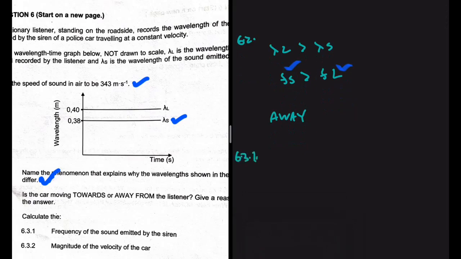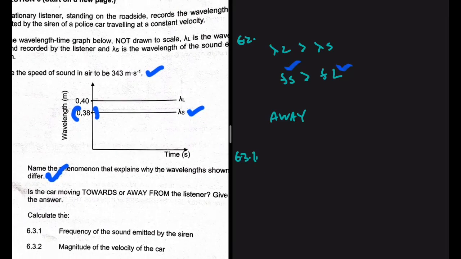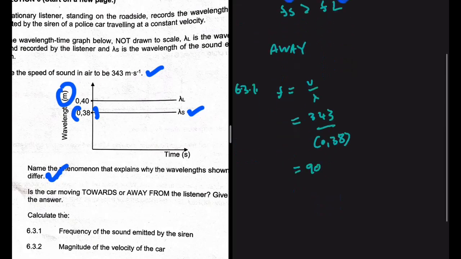And then 6.3.1, calculate the frequency of the sound emitted by the siren. Well, we have the wavelength of the sound emitted by the siren, so it should be quite easy to calculate the frequency. F is equal to V divided by the wavelength. We are told to take the speed of sound in air as 343 meters per second. So we have 343 divided by 0.38. It's already in meters, so we don't have to change anything there. So 343 divided by 0.38 gives us 902.63 hertz. This is the frequency emitted by the source.